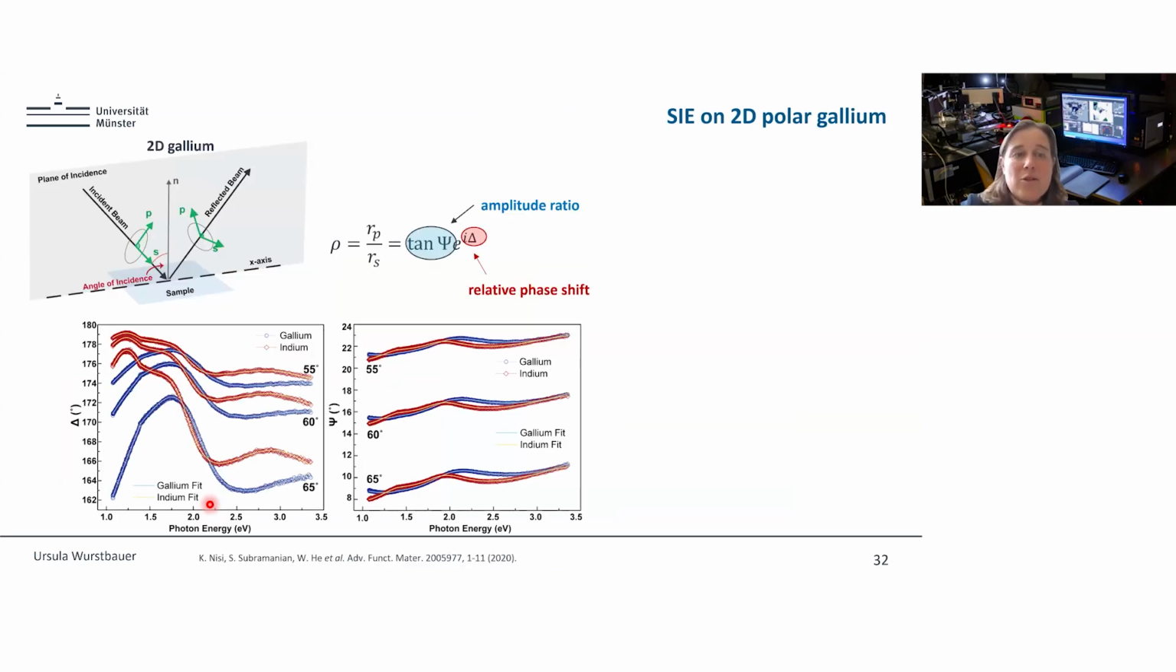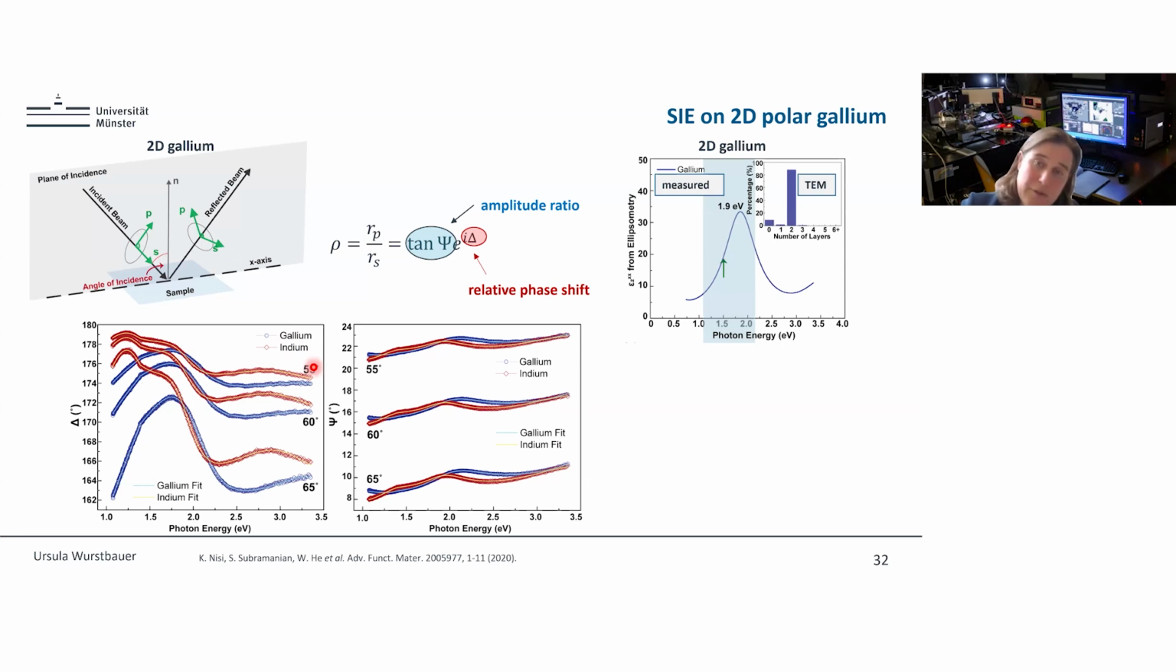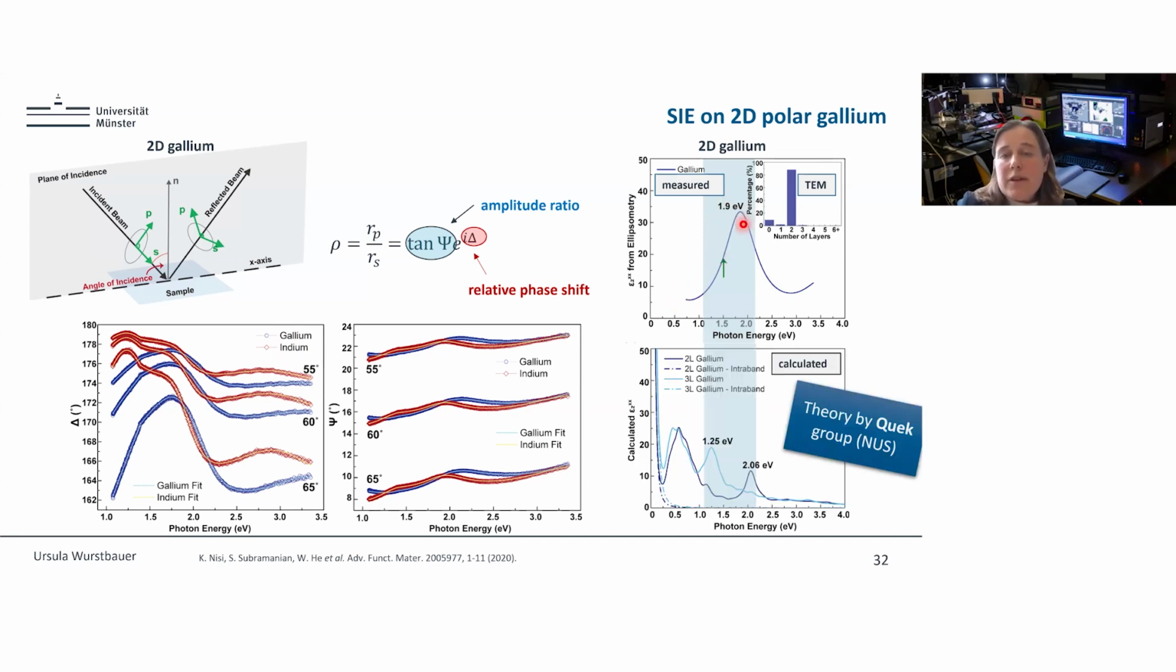Let's first have a look at the gallium itself as a bilayer. Those are the measured data. Here we changed the angle of incidence to get a few more data sets for the modeling. You see here not only the data for gallium, we see it immediately also for indium, because we wanted to compare the properties of those two materials. We can extract the dielectric function. Here we see a very strong localized plasmon contribution at 1.9 eV, which nicely compares to bilayer gallium from theory. The trilayer would be, due to quantum confinement, at lower energy, nicely confirming also the TEM results that we indeed have a bilayer structure.